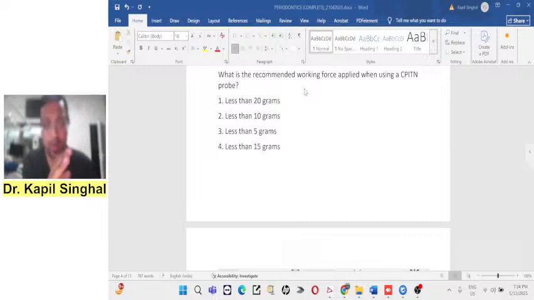So we all know the probing force should be less than 25 grams, and the sensing force should be just to sense if there is some calculus present or not. So the sensing force would be less than the probing force. So the working force should be ideally less than 20 grams when you're using a CPITN probe. So answer here would be 1.